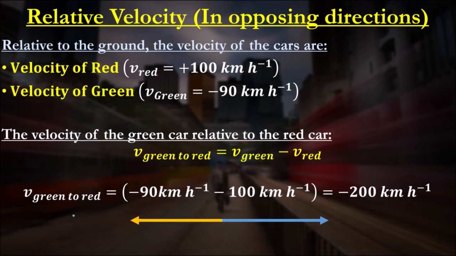Okay, so let's look at the vector analysis for the opposing directions. We talked about this before, but we can have a look at it again. The general equation we use to describe relative velocity is, if I'm trying to find the velocity of the green car relative to the red car, in the analysis, that always comes second. So this is the perspective I'm trying to work out here, right?